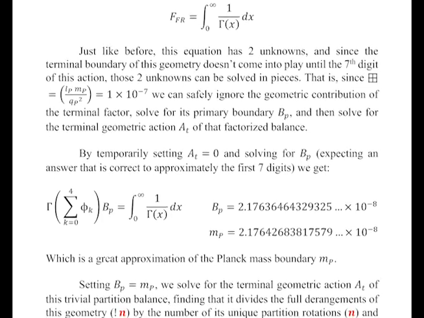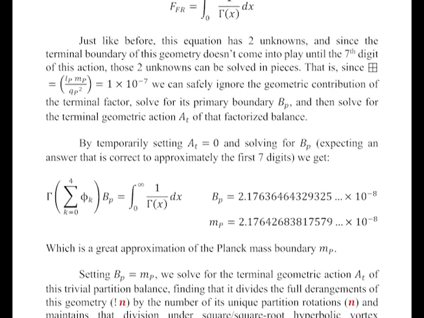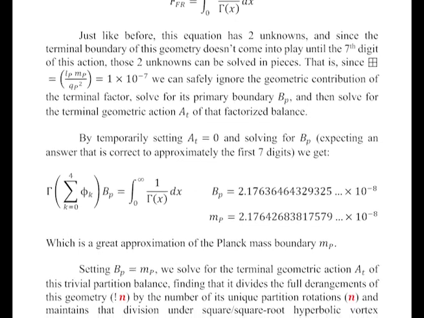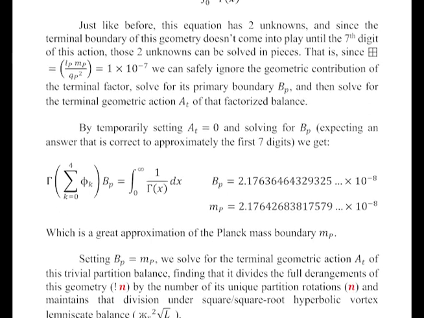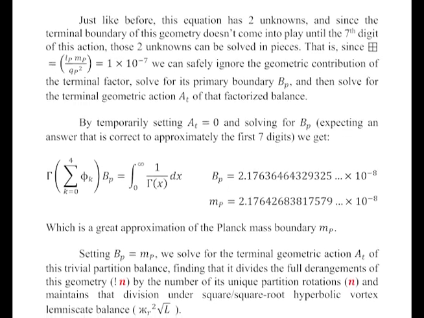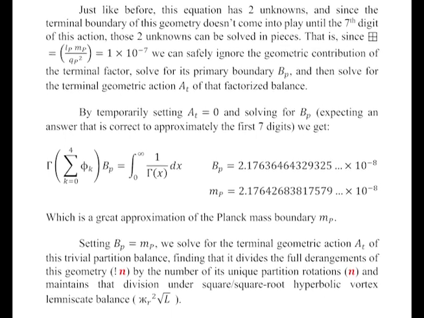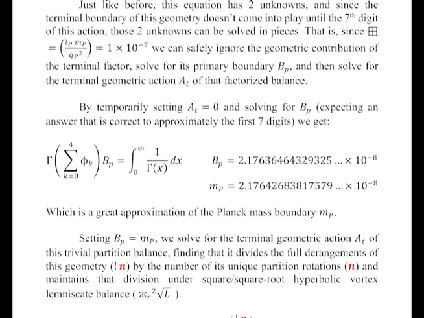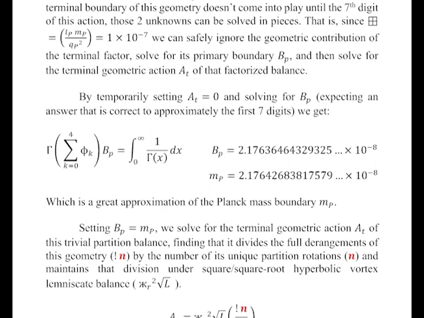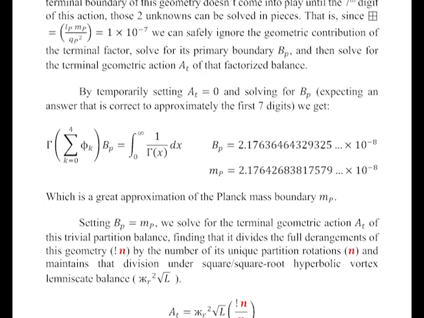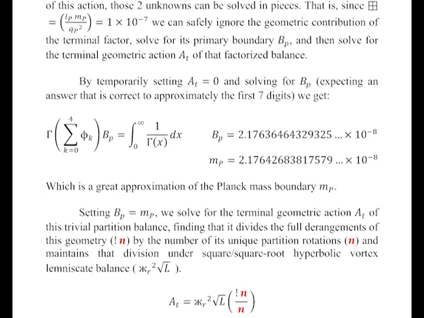and then you put that value in and solve back for the terminal geometric action of the factorized balance. We do this by temporarily setting our terminal action equal to 0 and solving for the primary boundary. And when we do this, we get a value for the primary factorization boundary of 2.176364643293 times 10 to the negative 8, which is out to 7 significant digit accuracy equal to the Planck mass value. Fantastic. So the trivial factorization boundary for the gamma function is the Planck mass boundary.